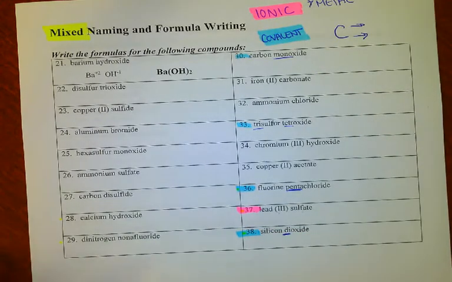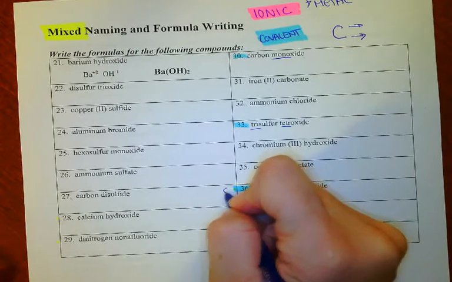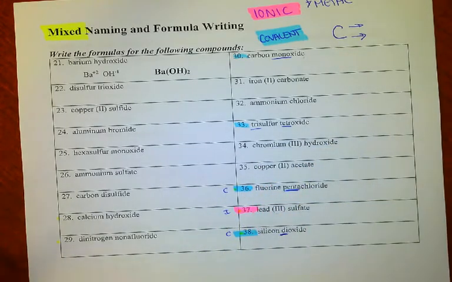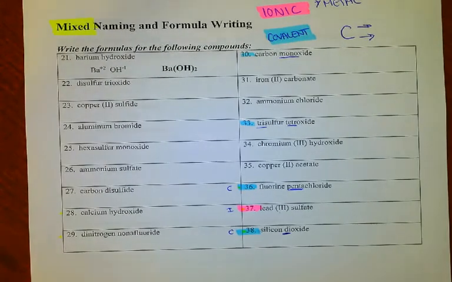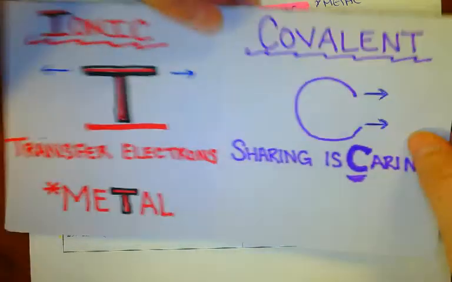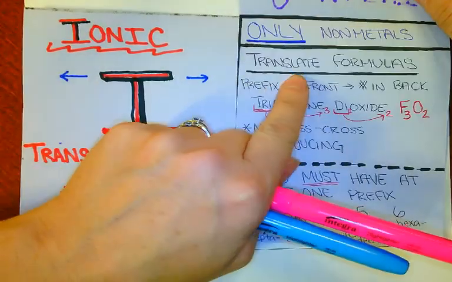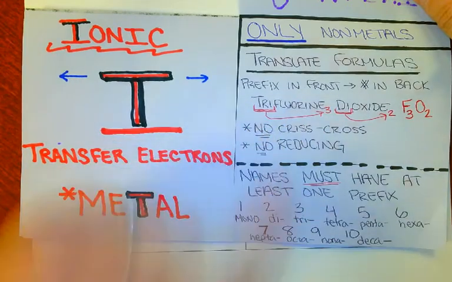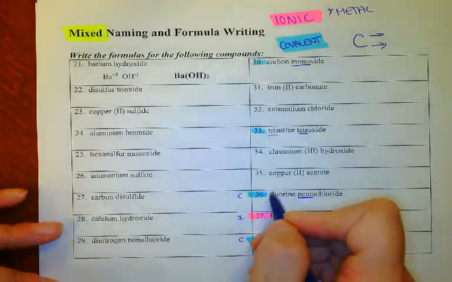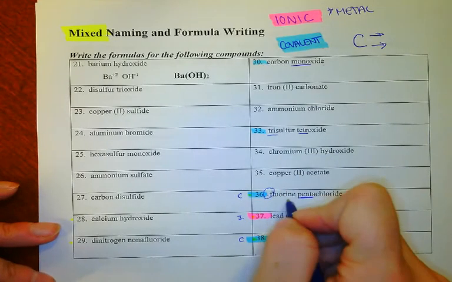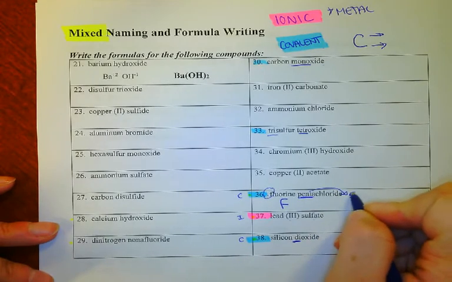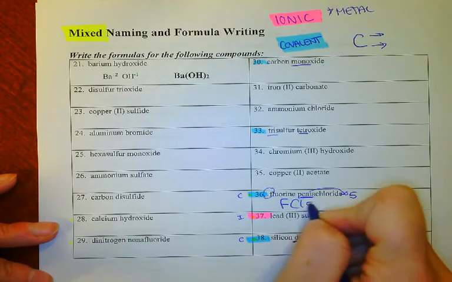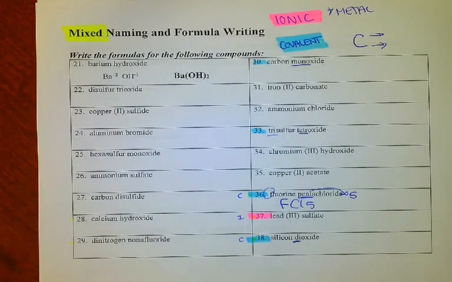So really, I recommend either coming up with symbols, like always writing C and I next to them, so that you remember mentally which set of formula and naming rules to use. If you're more visual, you want colors, then rock on. You can use highlighters on your test. Okay, so formula writing for covalent compounds. I'm just translating. Prefix in front to number in back, no crisscrossing, no reducing. So fluorine with no prefix is an invisible mono, that just means F. Pentachloride, penta in front means a 5 behind, so Cl5. Done. We like those.